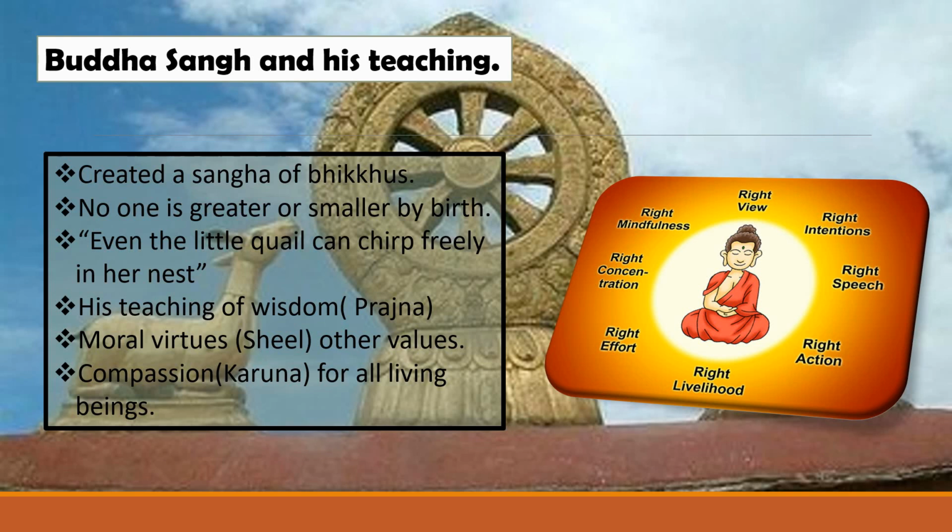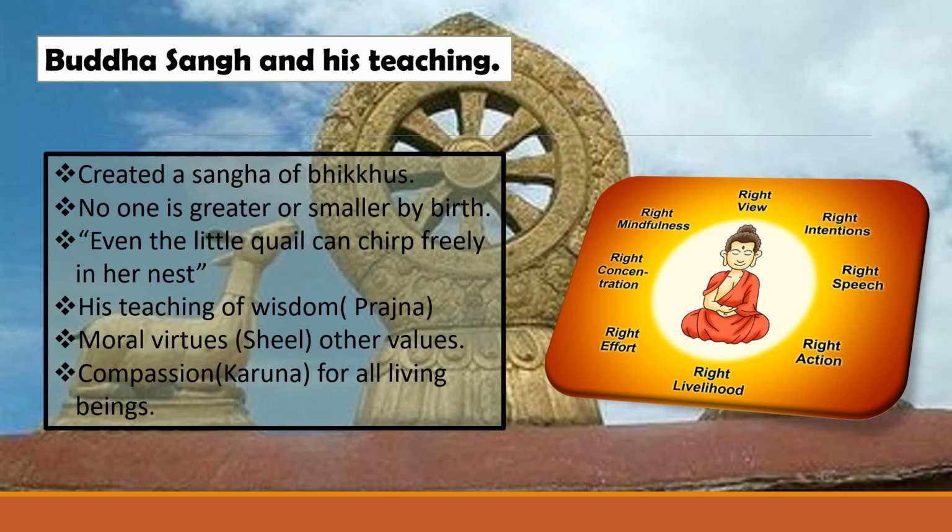Gautam Buddha announced the freedom of human intelligence. He refused discrimination based on things like varna. No one is greater or smaller by birth. These were the words of Gautam Buddha. Greatness depends on one's behavior or conduct. One of his famous quotes is that even the little quail can chirp freely in her nest. This shows his thinking on the value of freedom and equality.